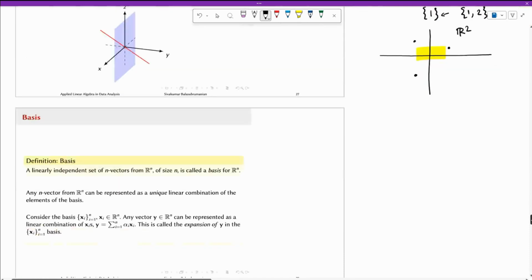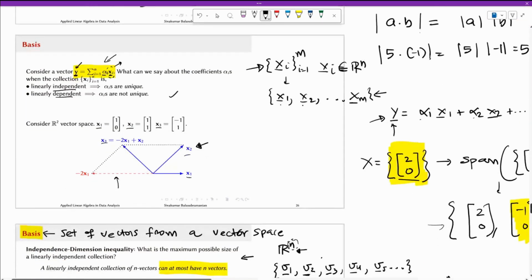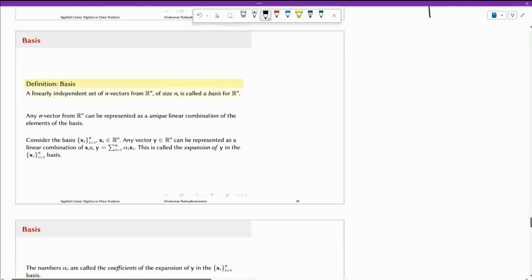And both those ideas, this and this, bring us to this idea of the basis for a vector space. So basis, say basis for a space. That means you can also have a basis for a subspace, because subspaces are also vector spaces. Okay? A basis is essentially a set of vectors, okay, that satisfy two properties.